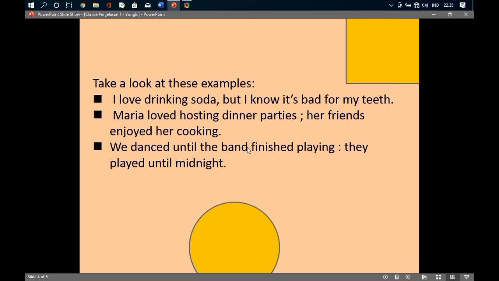So these three examples I gave you in this slide form three kinds of sentences. The first part is the simple sentence, the second is the complex sentence, the third is the compound sentence, and then the complex-compound sentence.